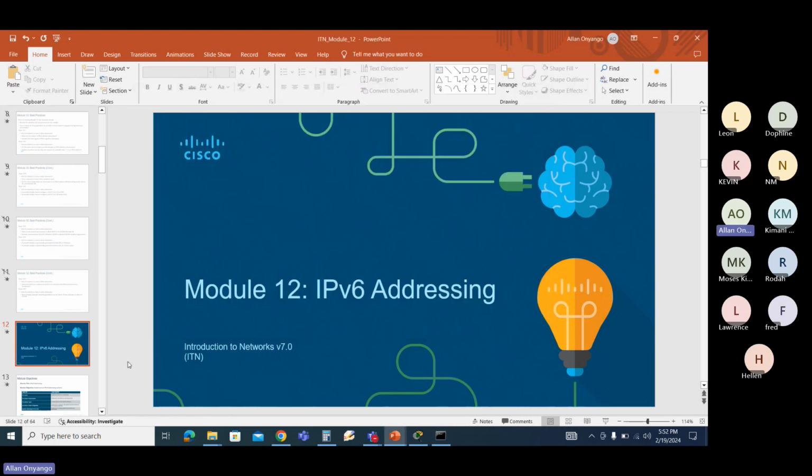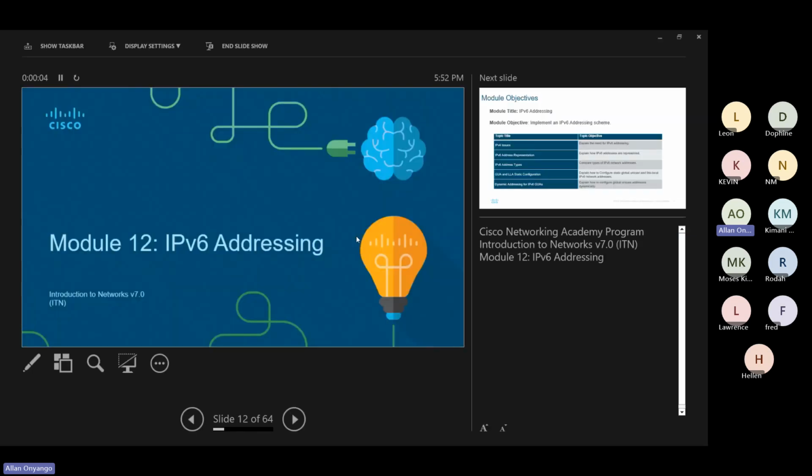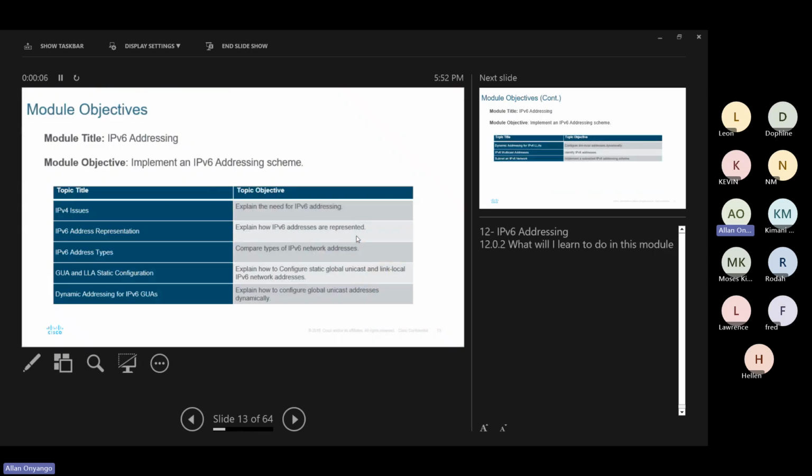And so to start us up on this chapter on IPv6, like I said, this is the future of IT, the future of networking. We're going to cover the following. We'll implement an IPv6 addressing scheme. And the first thing is we'll look at what is wrong with IPv4. That's the first thing, the issues that surround IPv4. We'll look at how we represent IPv6.